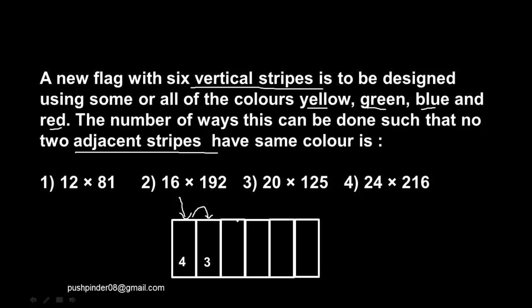Now in the next stripe, we will be able to give the color that we gave to the first stripe, but not the color of the adjacent stripe. So let's suppose this was given yellow and this was given red. So now we have a choice of yellow, green and blue for this stripe, because no two adjacent stripes should have the same color. So again 3 ways. Similarly, next stripe also 3 ways, next stripe also 3 ways, next stripe also 3 ways, and you get your answer, right?